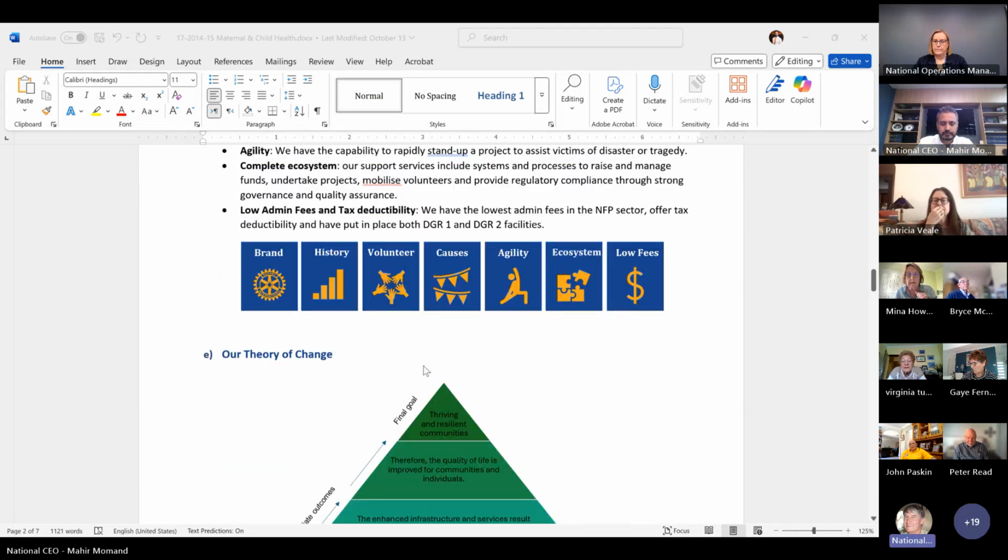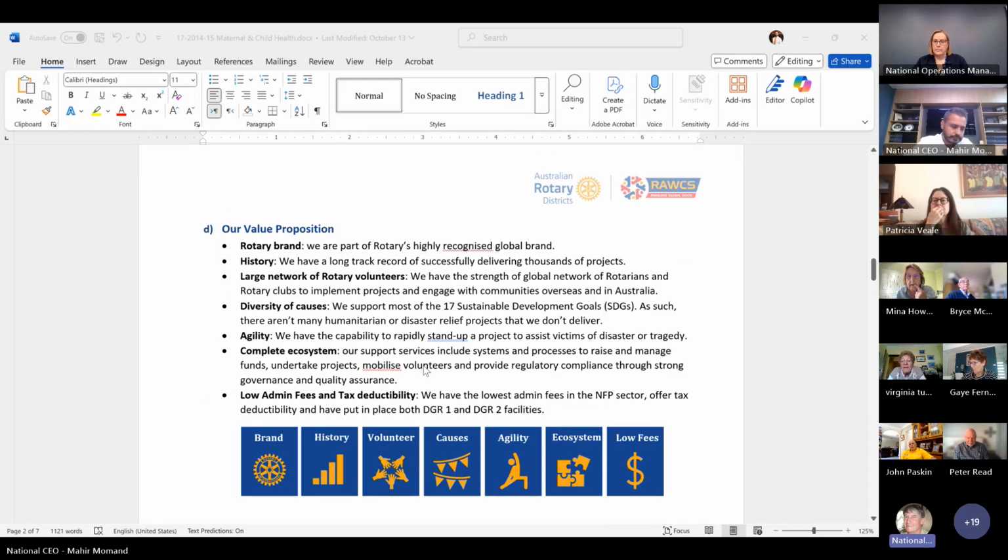Just a question on tax deductibility for Australian donors only, from Patricia Veal. That's exactly right. Yes. RAWCS as an organization is registered with the Australian government, and the Australian government tax deductibility applies to Australian donors making donations to these types of projects. So this is not for American donors or Canadian donors or others. It's Australian. That's the only question.